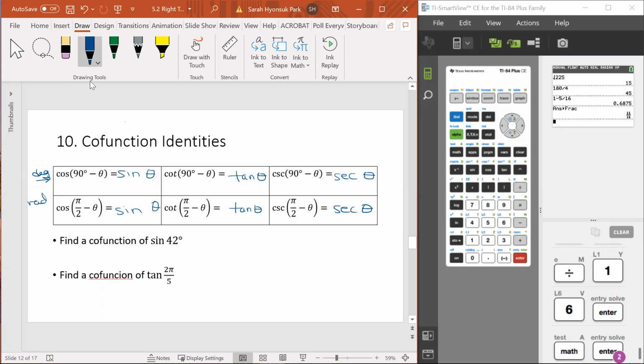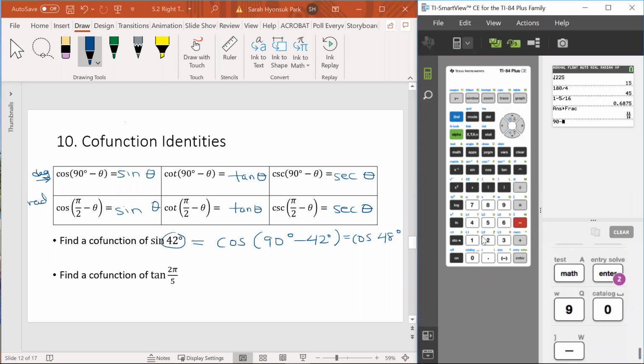So let's do an example. It just makes more sense when you're doing an example here. And I have a typo, so I'm going to fix that. Find the co-function of sine 42 degrees. So what that means is the co-function of sine is cosine. So we take cosine, and whatever this angle is, you just take that angle, subtract it from 90. And so that's equivalent to cosine of 90 minus 42, which is 48. So anytime you have the angle, just subtract it from 90.